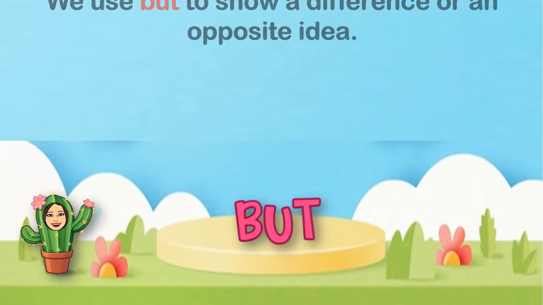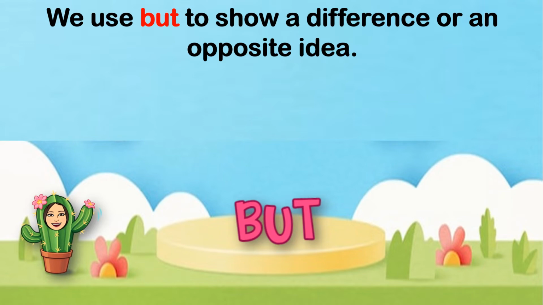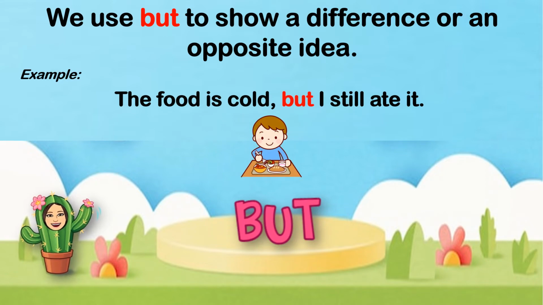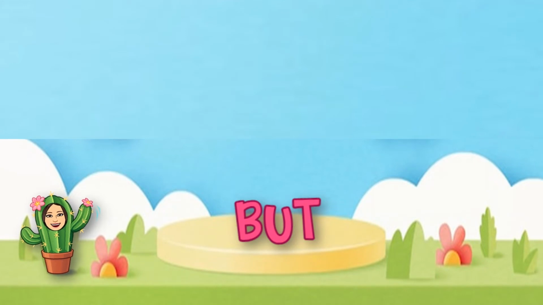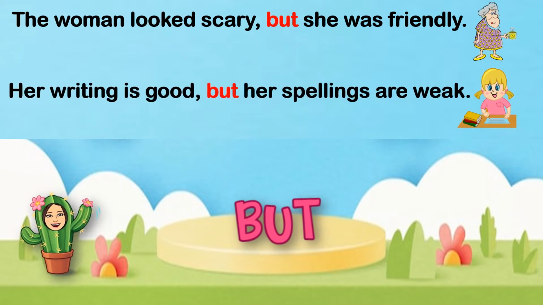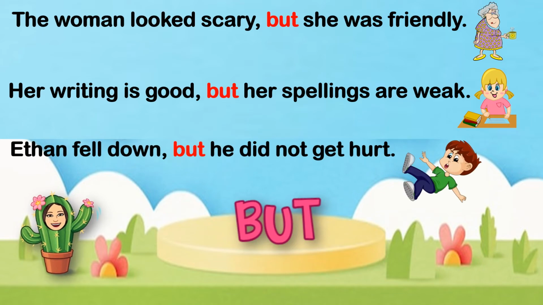But. We use but to show a difference or an opposite idea. Example, the food is cold but I still ate it. More examples of sentences using the conjunction but. The woman looked scary, but she was friendly. Her writing is good, but her spellings are weak. Ethan fell down, but he did not get hurt.